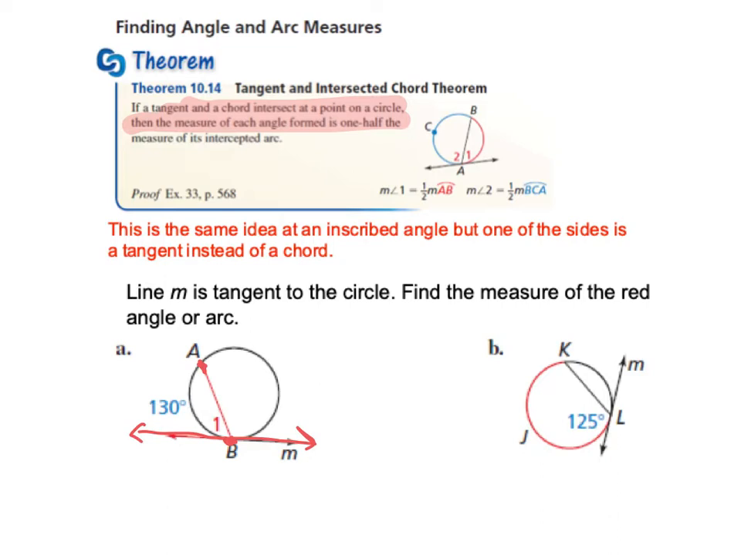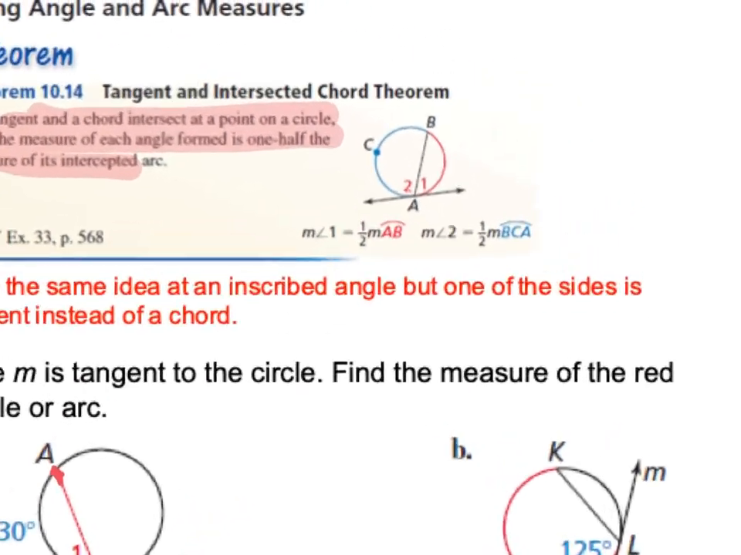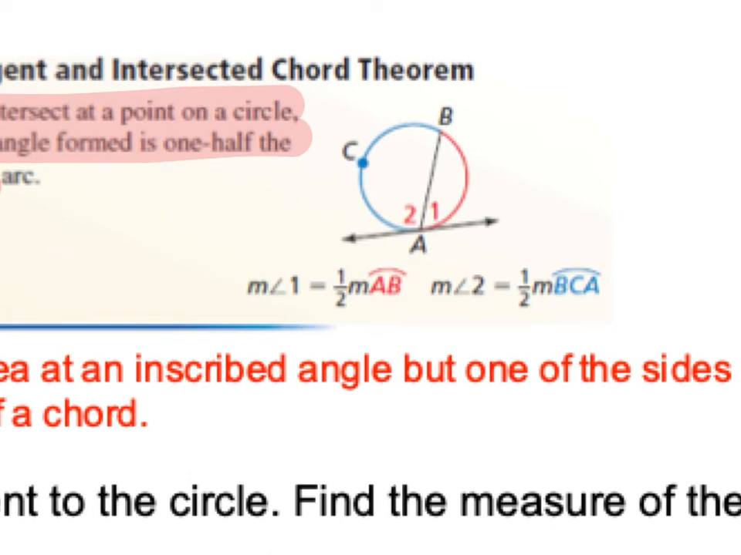the measure of each angle formed is 1/2 the measure of its intercepted arc, which is basically the same idea that we just did with inscribed angles, but now you have these angles where it's not two lines both on the inside of the circle. You have the tangent line on the outside. So essentially, if we look at this diagram up here, here's angle 1, and it intercepts this red arc. So angle 1 is going to be 1/2 of the measure of that red arc.